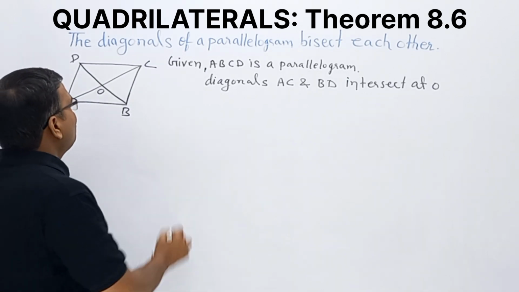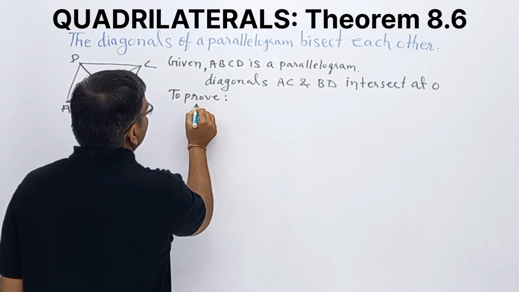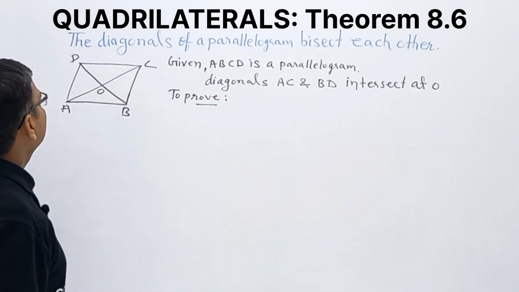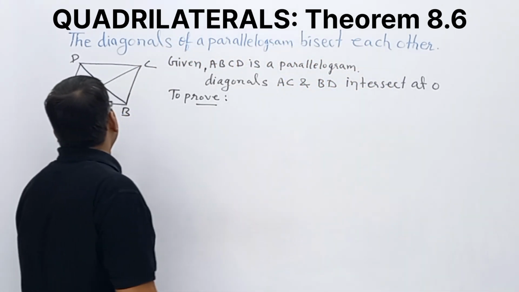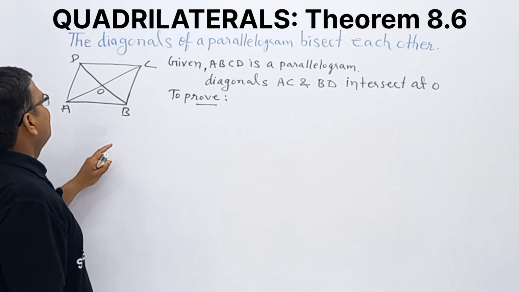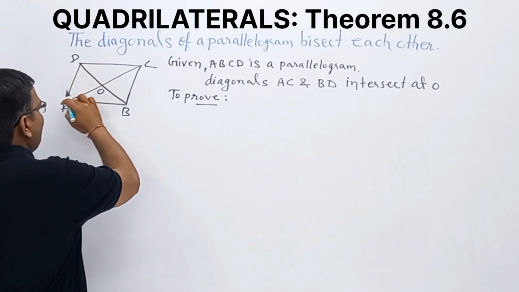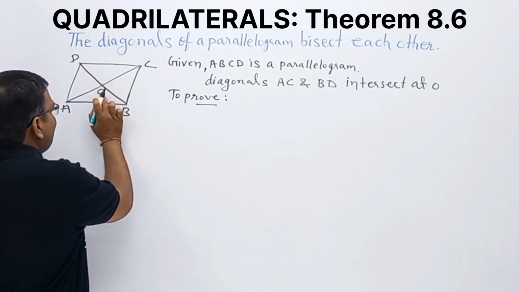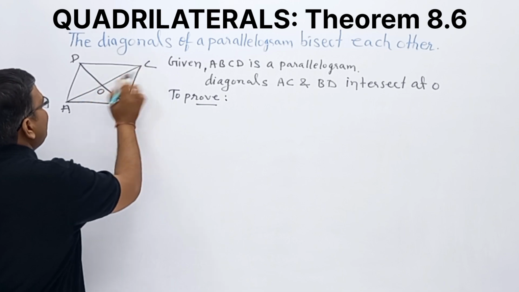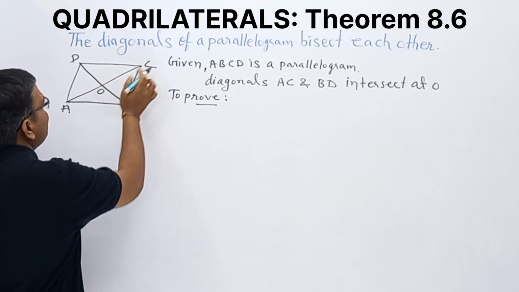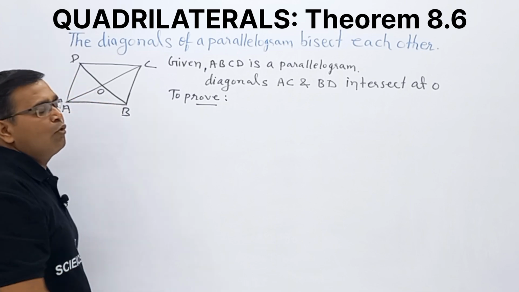Clear? We want to prove: the diagonals of a parallelogram bisect each other. Bisecting means these diagonals divide each other in two parts. AC and BD intersect at O, so AC will be divided into two parts, OA and OC, and BD will be divided into two parts, OB and OD. This is what we want to prove.